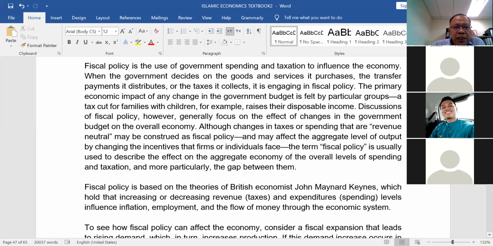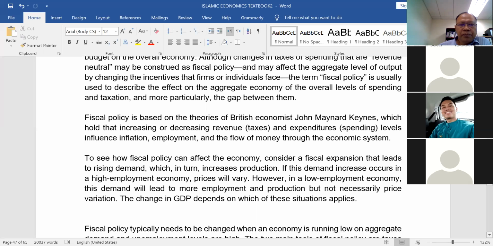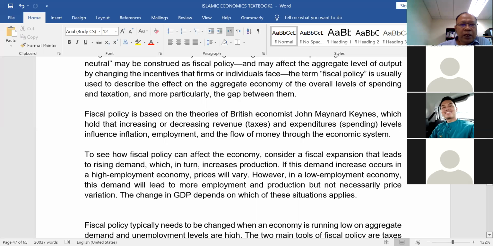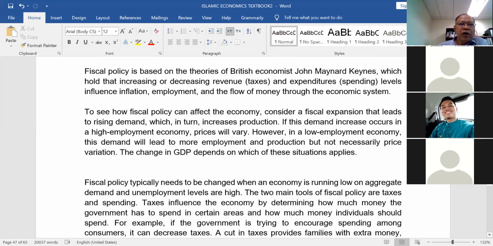So fiscal policy is based on the theories of John Maynard Keynes, which hold that increasing or decreasing revenue or taxes and expenditure influence inflation, employment, and the flow of money through the economic system. Okay. Macam mana fiscal policy ini boleh mempengaruhi ekonomi? To see how fiscal policy can affect the economy, consider a fiscal expansion. Bayangkan kerajaan meningkatkan perbelanjaan kerajaan. So a fiscal expansion leads to rising demand.